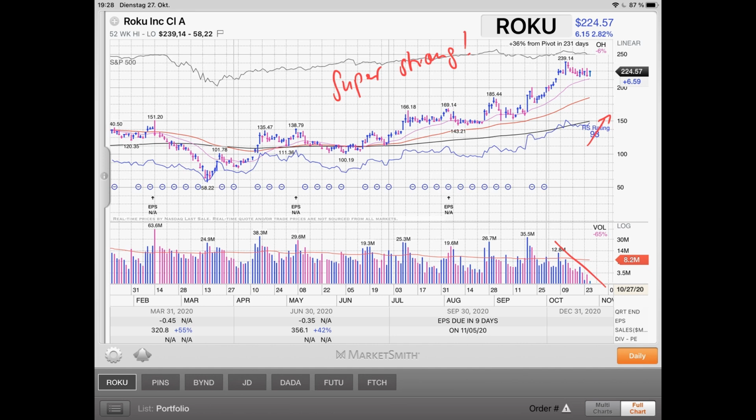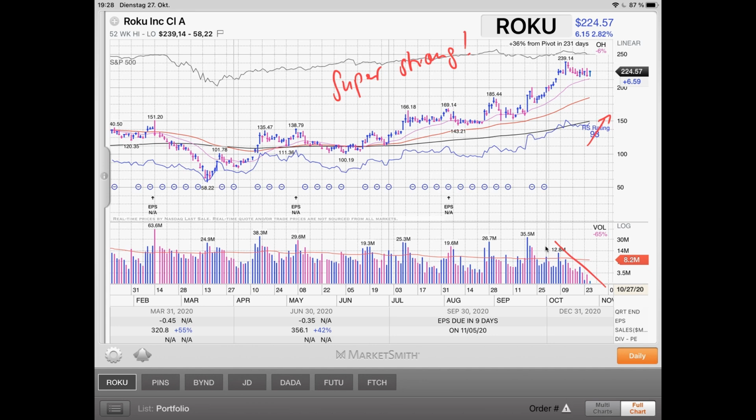That was another situation, super strong. I made the note here. You can see the S&P 500 was going sideways, and ROKU was also going sideways and consolidating in a very narrow range. It was going sideways, and the changes from day to day were very, very small. And that is a great sign because there is not so much selling in the stock.